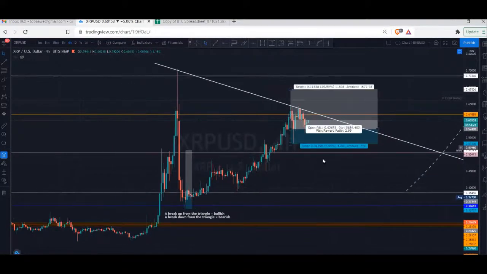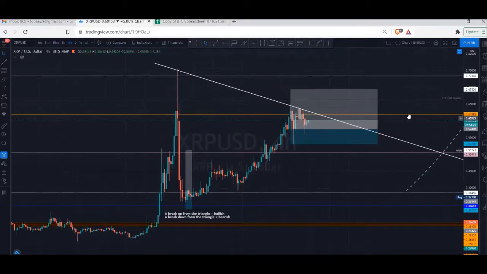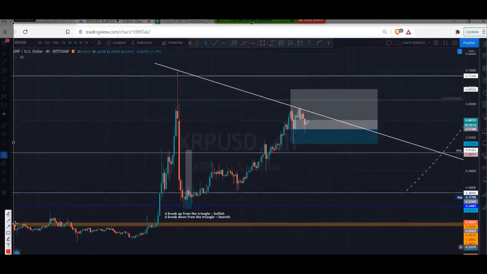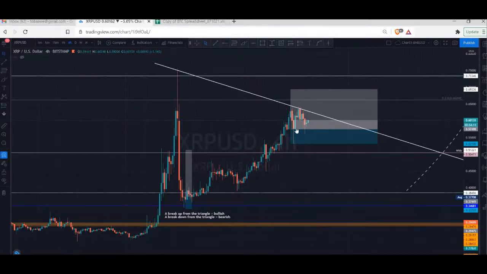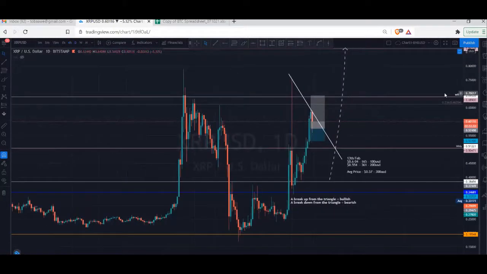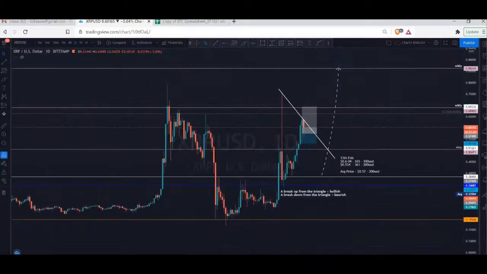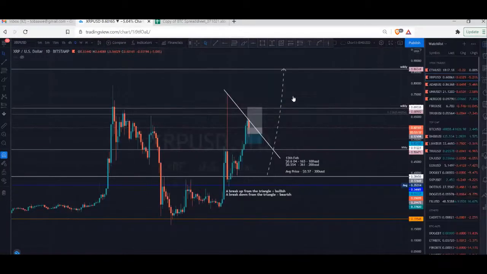After drawing all my levels, when XRP, this green candle, broke a particular resistance level, that was when I placed this trade. And I'm waiting to sell at this resistance. That's where I'm waiting to sell. So basically from last lesson, we told us that support are for buying and resistance are for selling.